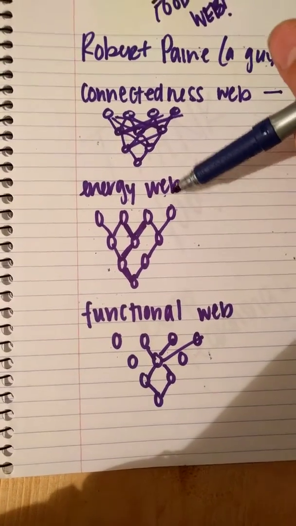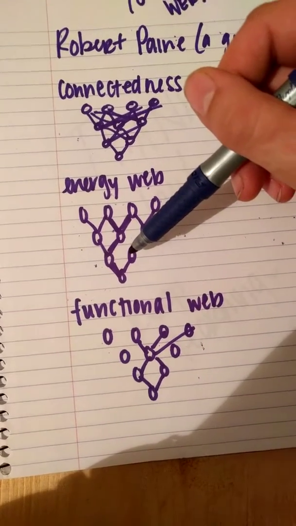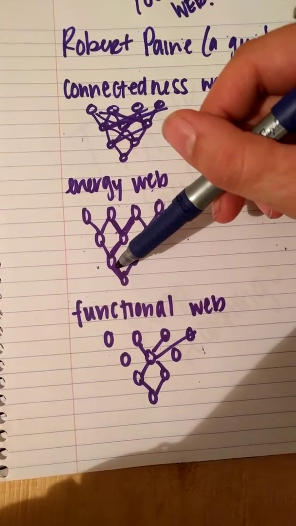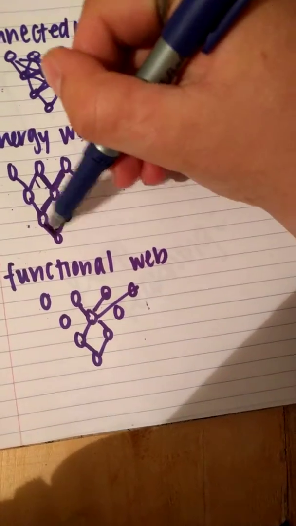Following this, we have the energy webs, where the interaction strengths based on quantity of food are indicated by the thickness of connecting links, calculated like so.